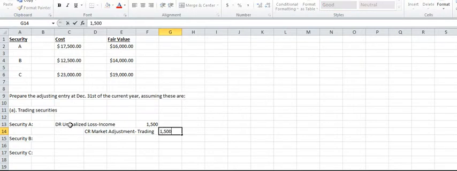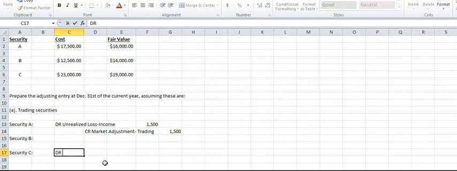Okay, so remember, this one here, market adjustment, is what we're going to net against our investment account to show what the current value is of that stock. So this would be netted with the debit that we originally did of $17,500 to show that the current fair value is $16,000. Okay, so same format is going to be true for security C here. So we'll go ahead and do that one next.